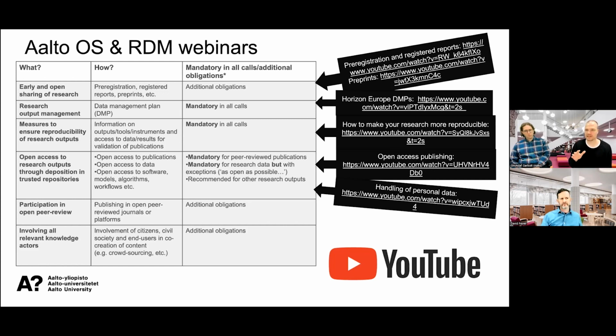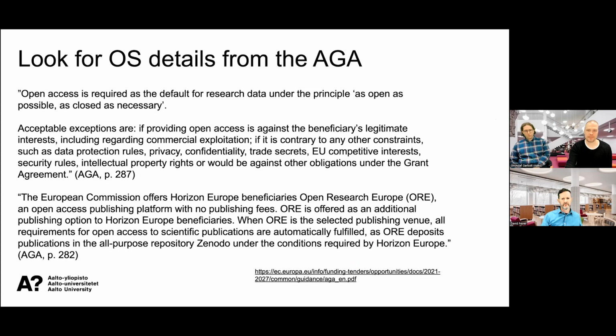But for overall information of what these are about, I think we have good materials for you, and I suggest you check them out. As mentioned, the annotated model grant agreement and your grant officer are the places to look for specific details, but just to pinpoint some. Open access is required as a default for research data, but under the principle as open as possible, as closed as necessary. And the acceptable exceptions are also explicitly stated in the annotated model grant agreement, for example. Those are the places to look.